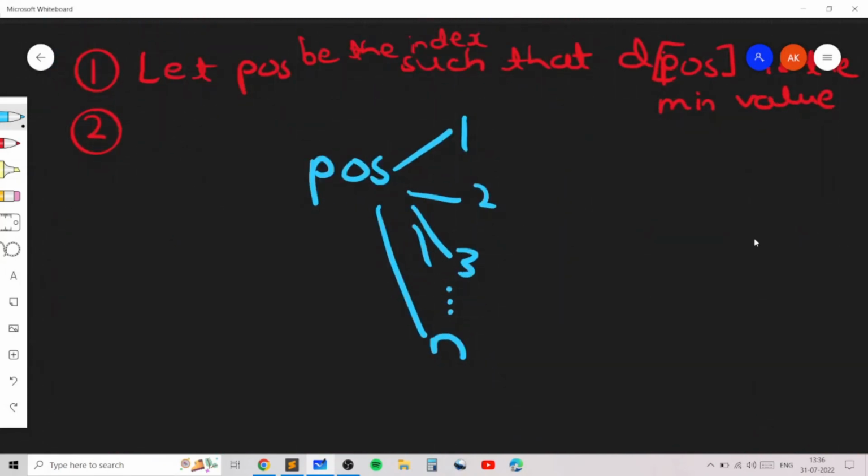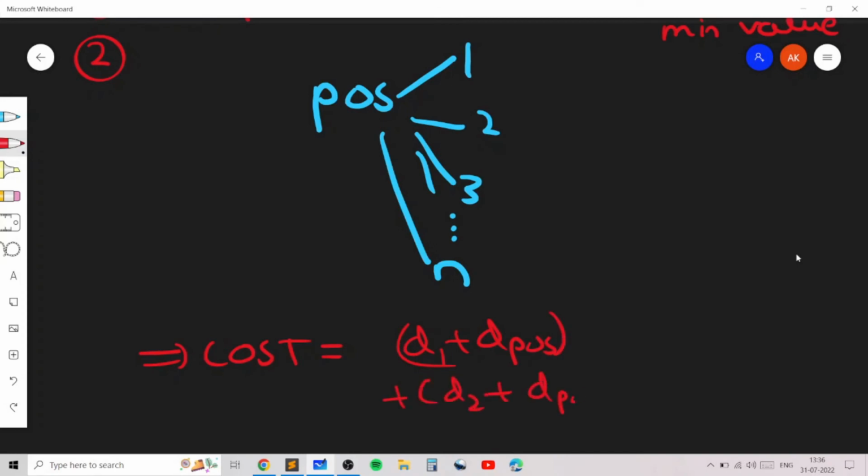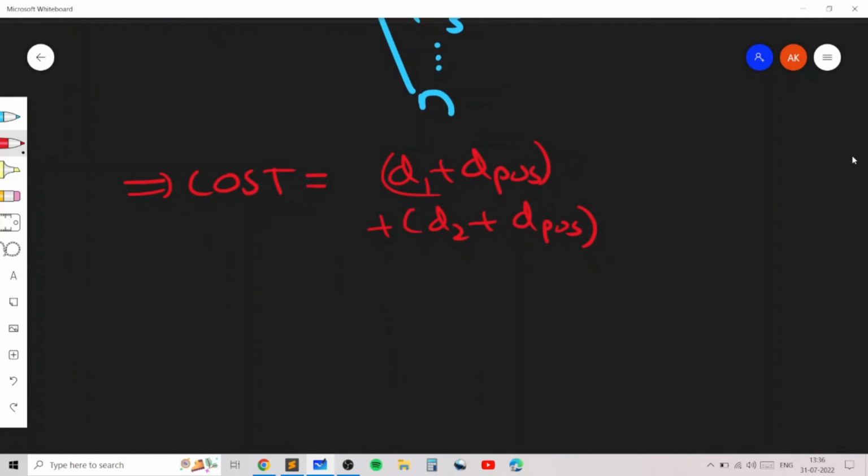And that's why in this case as well, we will just start with the smallest pos and we'll connect all the other garages to pos. And that's why the cost will be equal to D1 plus D pos plus D2 plus D pos plus all the way up till Dn plus D pos. Of course, we need to subtract out the value of D pos plus D pos because we are not connecting pos with itself. So we need to remove the value of D pos plus D pos.